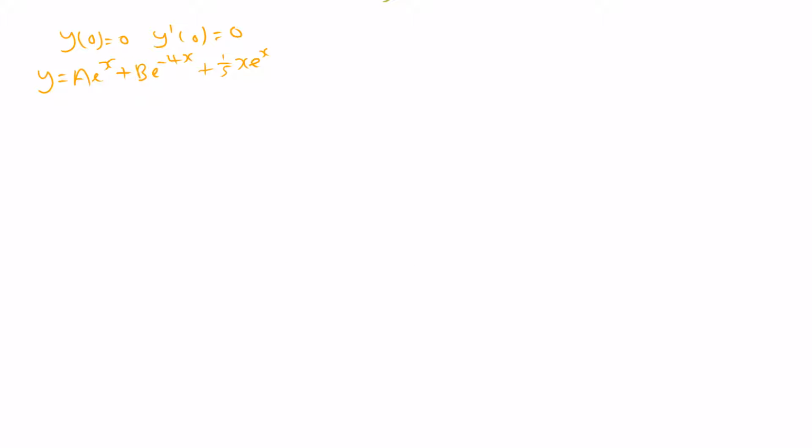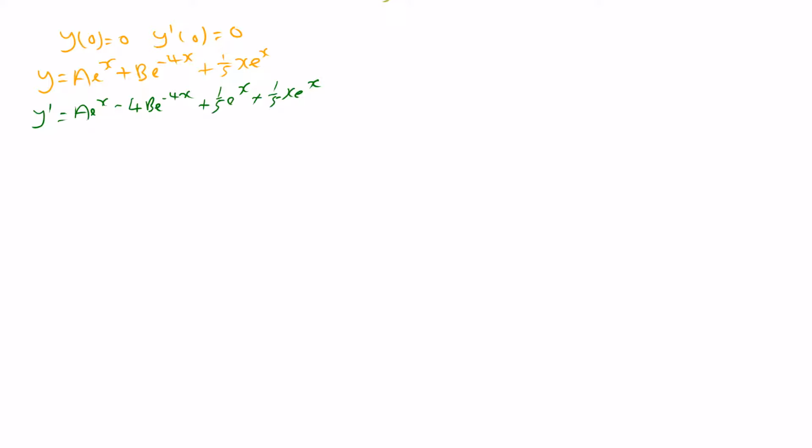So what we're going to do is differentiate our solution. y prime is equal to A e to the x, which just goes to A e to the x. B e to the negative 4x goes to negative 4B e to the negative 4x. And we can do the same here, so a fifth e to the x plus a fifth x e to the x.